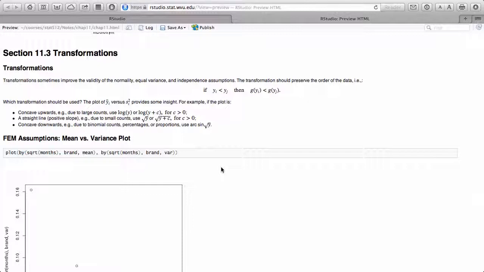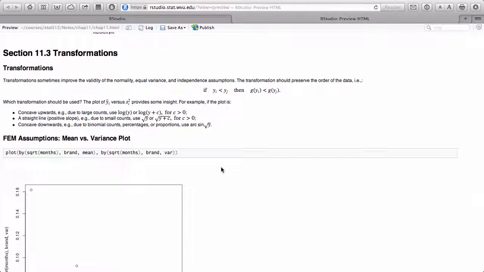Now, if we have a situation with a concave upwards, then a lot of times in that case, the log, either log of base e or log of base 10, it really doesn't matter because they're only a scale difference. Then perhaps we'll do that, but you might have to add a constant. So for example, if you're taking logs and you have a positive, a lot of times this occurs when you have large counts, and this also occurs when you have skewness a lot of times, and you want to reduce the skewness.